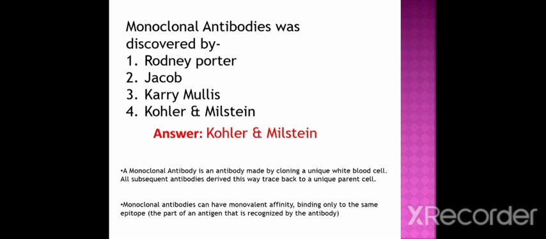A monoclonal antibody is an antibody made by a cloning technique of white blood cells. All subsequent antibodies derived this way trace back to a unique parent cell. Monoclonal antibodies have monovalent affinity. As it is monoclonal, it has monovalent affinity. It binds only to the same epitopes. What is an epitope? An epitope is a part of an antigen that is recognized by the antibody.